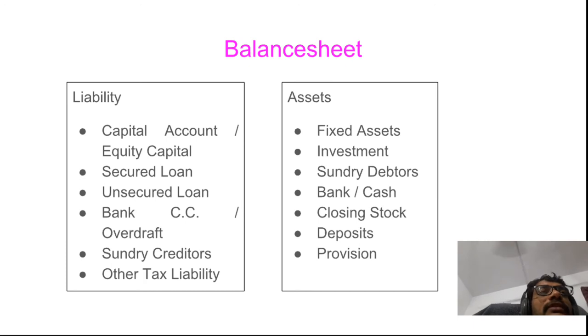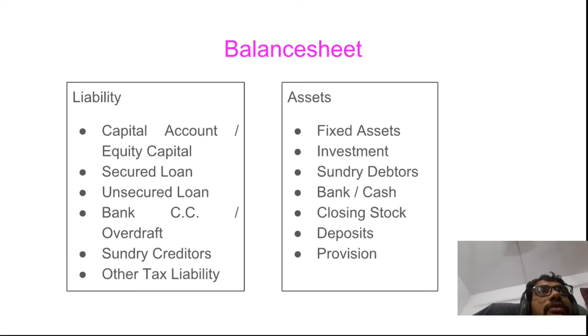Then sundry debtors. Sundry debtors means when a business firm sells its products on credit period to its customers, then all the customer names are listed here under the head of sundry debtors. All the sundry debtors are our assets, because we will receive the money from all the customers. So sundry debtors are mentioned here.